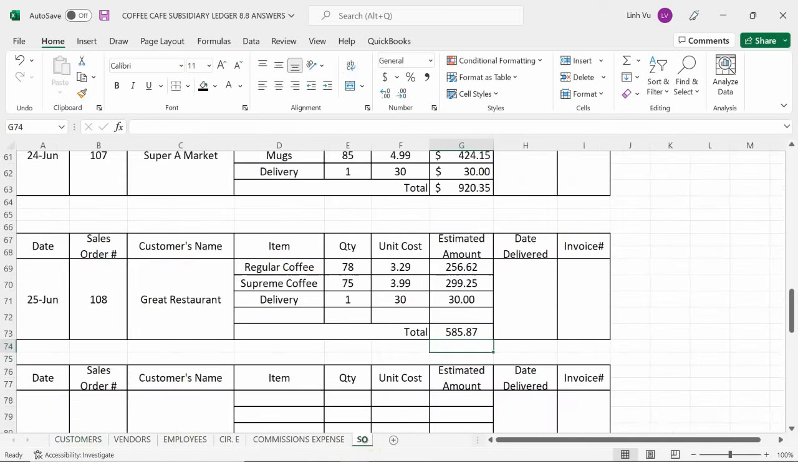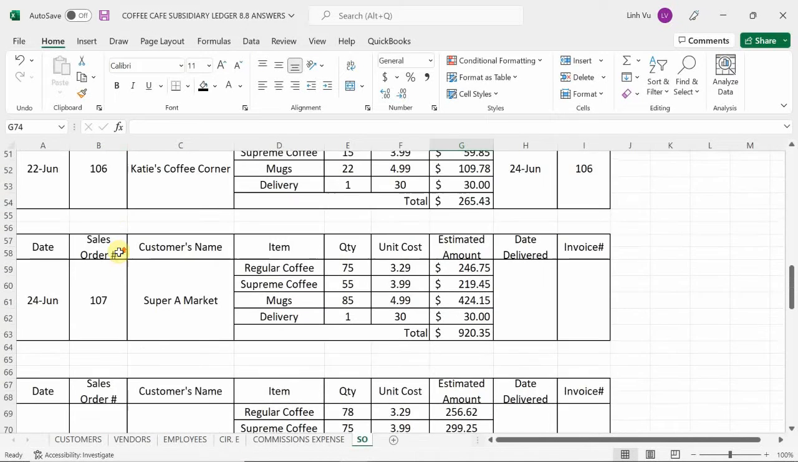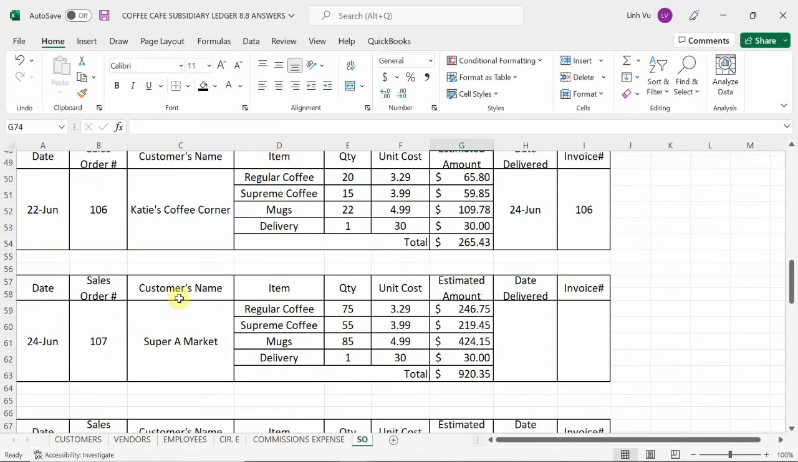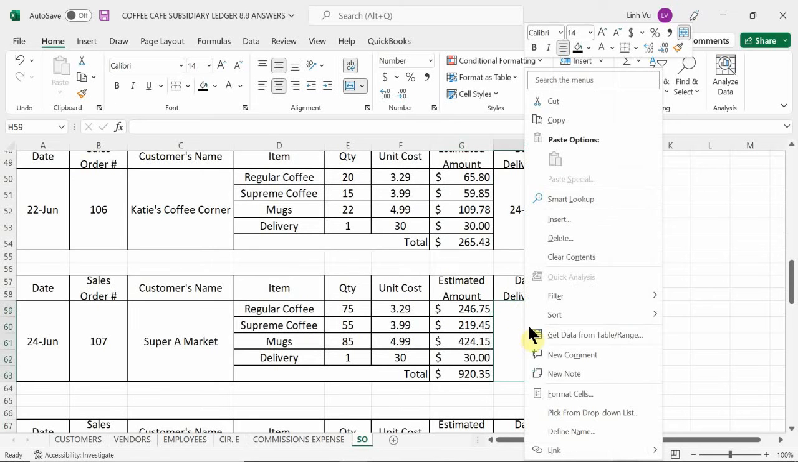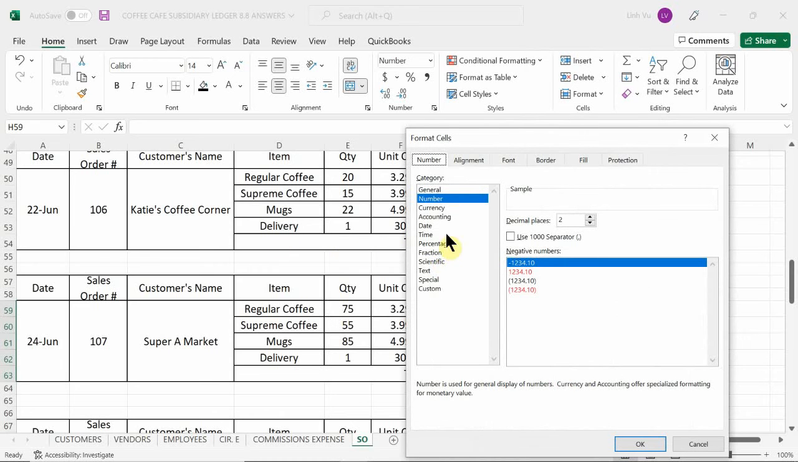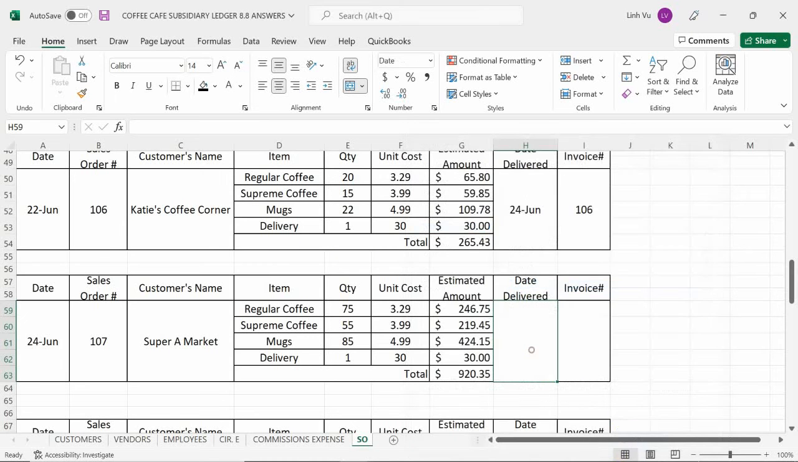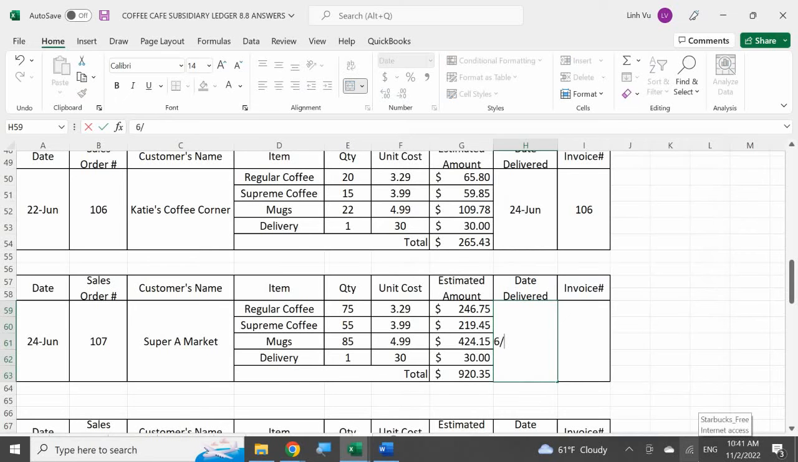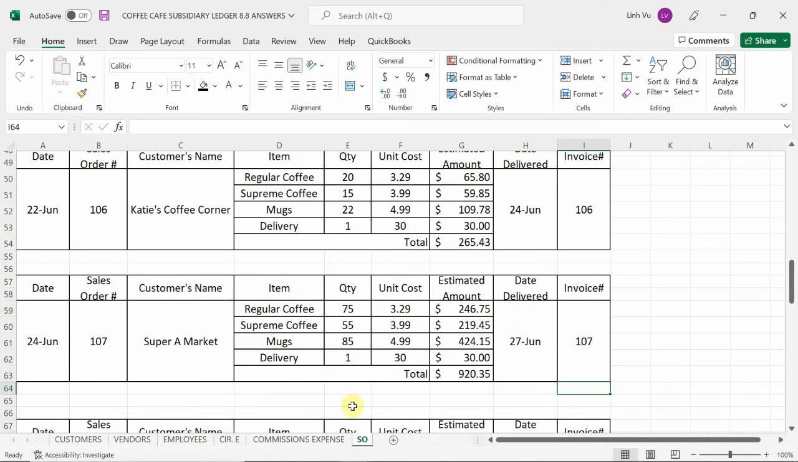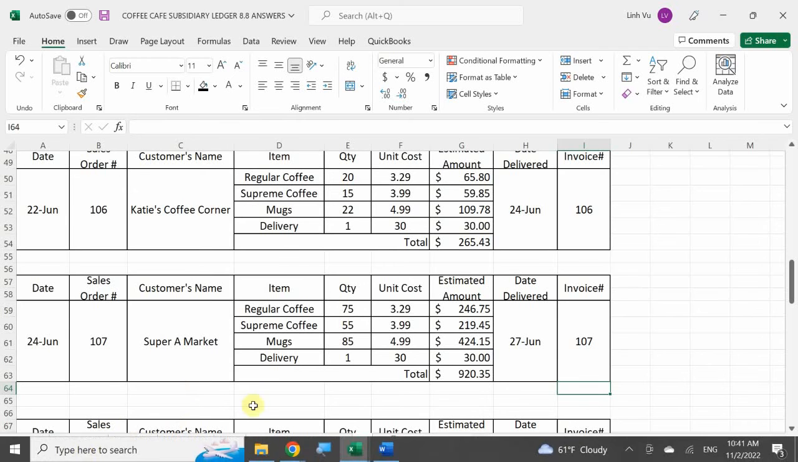Then we can't forget to give Albert his commissions. So here, let's go ahead and check off that he completed his sales order. Format cells. Date. Okay. For 6/27 for invoice number 107. So he's earned $920.35 off of the sales.